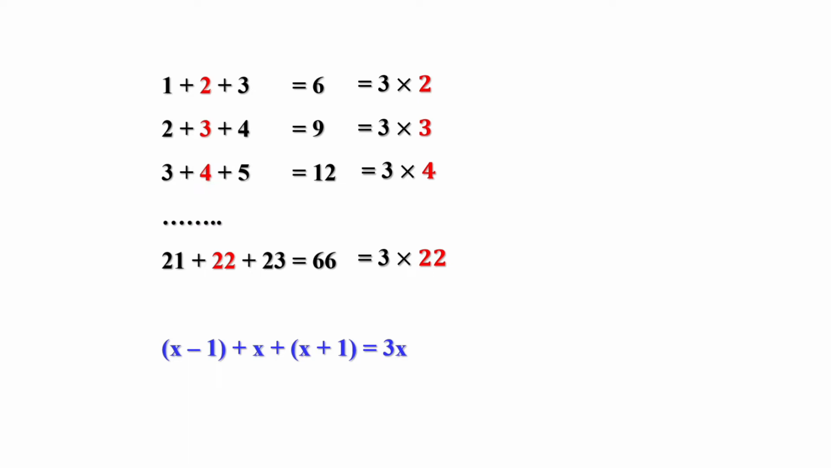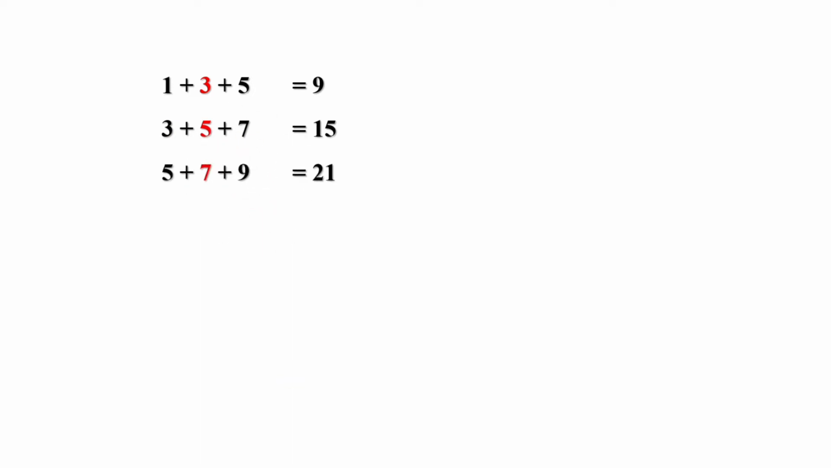Now instead of natural numbers, let us take three consecutive odd numbers. 1 plus 3 plus 5 is 9. 3 plus 5 plus 7 is 15. 5 plus 7 plus 9 is 21. Can you see the same relationship here also? 9 is 3 into 3. 15 is 3 into 5. And 21 is 3 into 7.